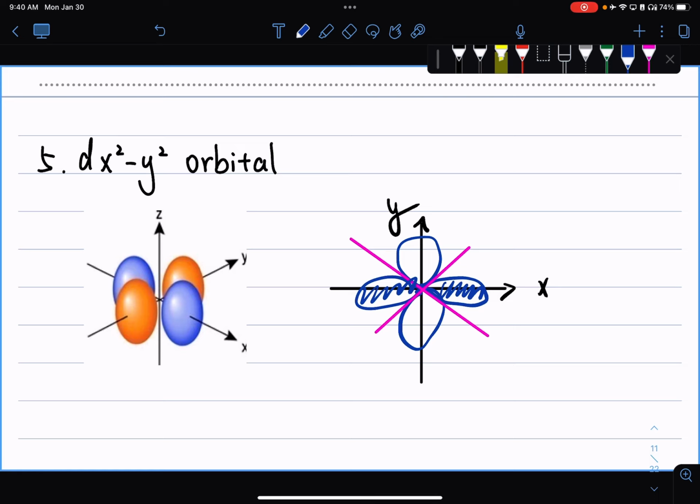All right. And again, try not to remember every drawing. The best way to do it is remember where the angular node planes are, and then draw your orbitals accordingly. So this is the end of our d atomic orbitals. Do we have any questions?